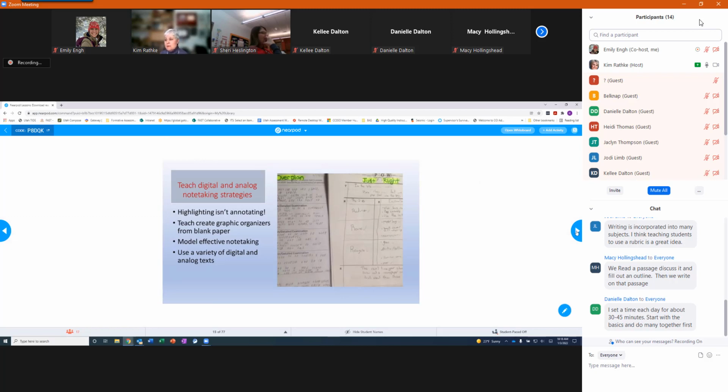And we don't teach writing just because it's tested. We teach writing because we want our students to become effective communicators. And so that's one thing to think about. I used to teach my students how to fold that blank piece of paper to create graphic organizers.